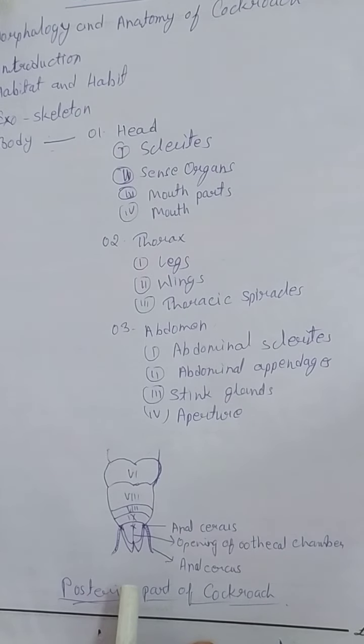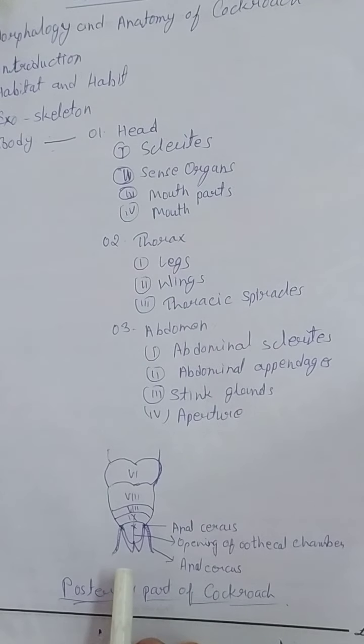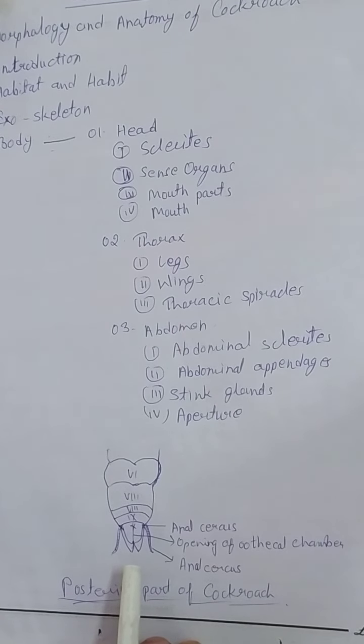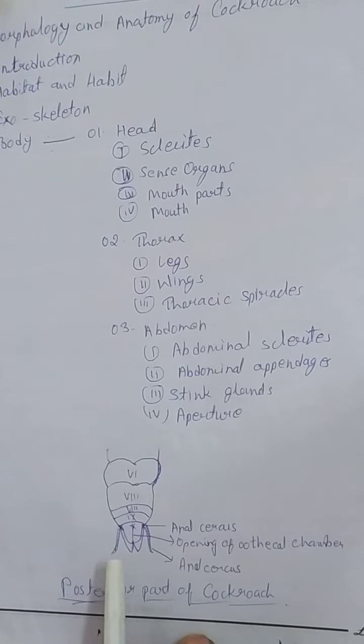Gonapophysis. In both male and female cockroaches, the genital aperture is surrounded by some sclerites called gonapophysis. And stink glands. There are two stink glands present between the fifth and sixth abdominal terga. These glands produce a secretion that gives a characteristic foul smell.